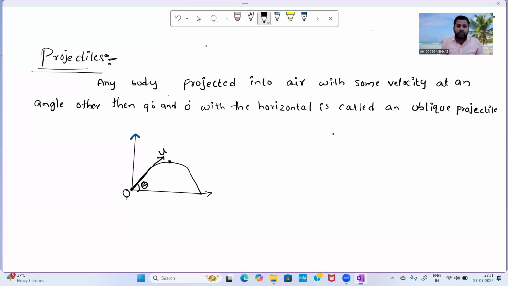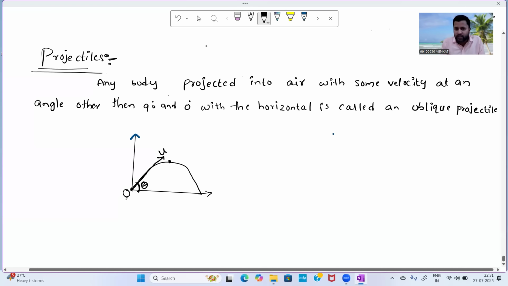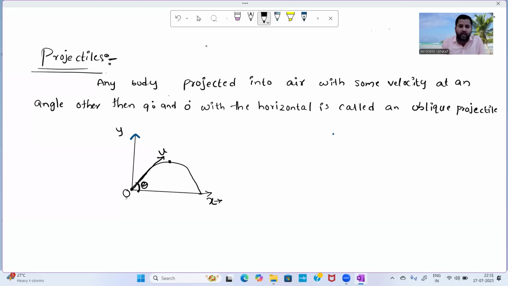Any body projected into the air with a velocity at an angle other than 90 degrees with the horizontal is called an oblique projectile. The initial velocity is u, and it makes an angle theta with the horizontal. Assume this is the x-axis and this is the y-axis. Generally the x-axis is the horizontal projection and the y-axis is the vertical projection.